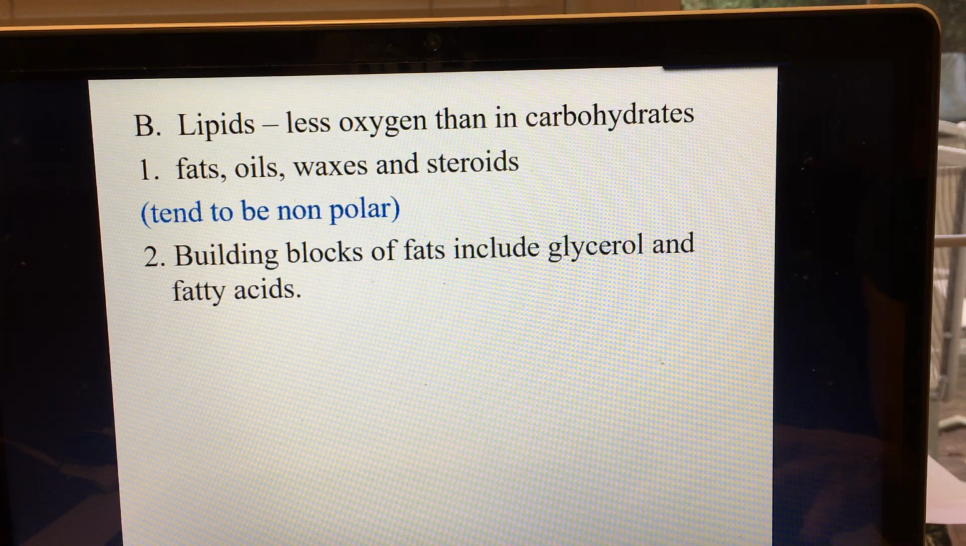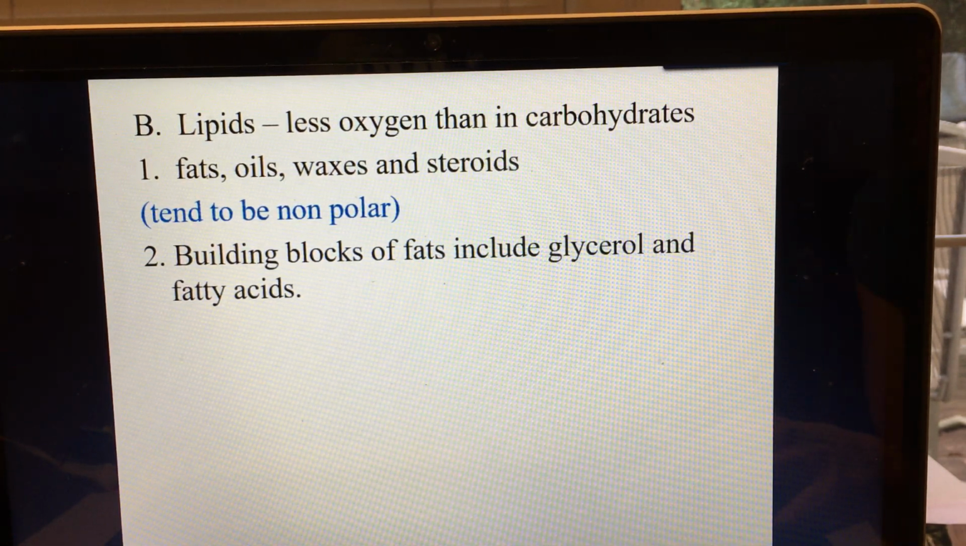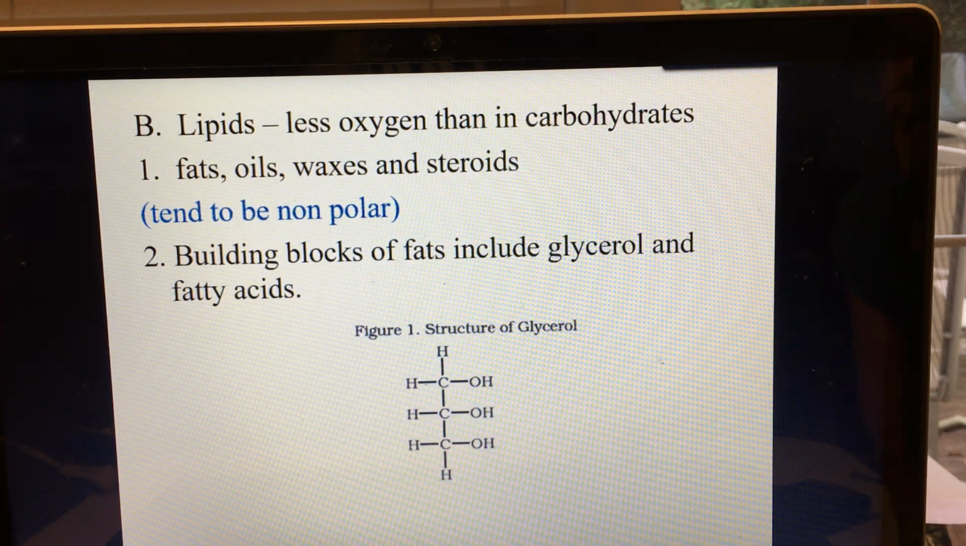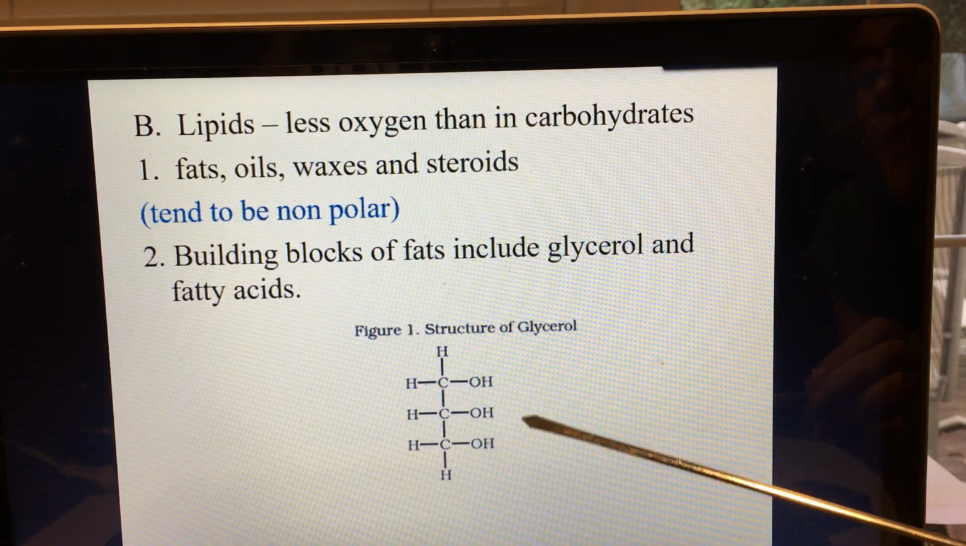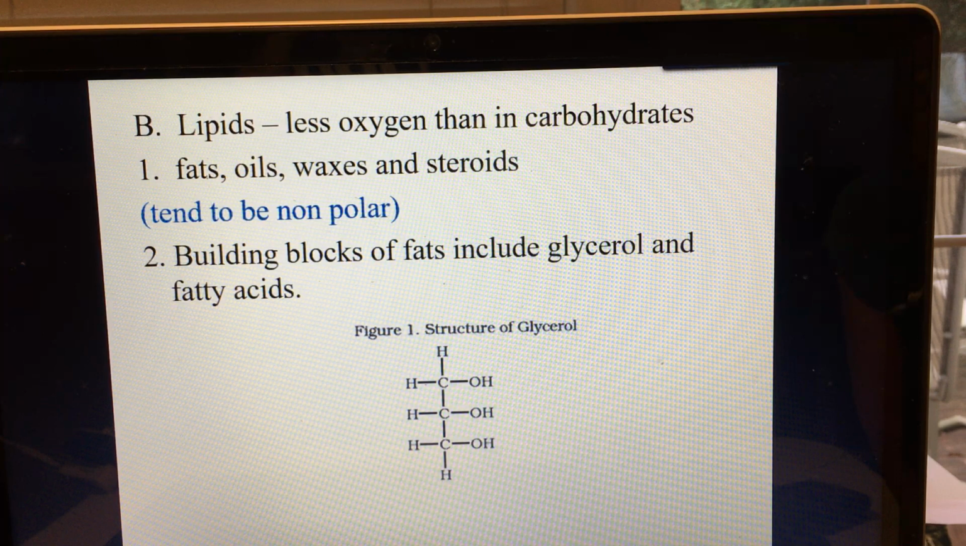Now, the first building block we're going to talk about is glycerol. I'm going to show you the building blocks first, and then I'm going to show you what the whole molecule looks like when it comes together. The first building block is called a glycerol molecule, and it has 3 carbons in the chain and 3 hydroxyl groups. Be very careful because students sometimes get glycerol and glycogen mixed up because they both start with the same sound.